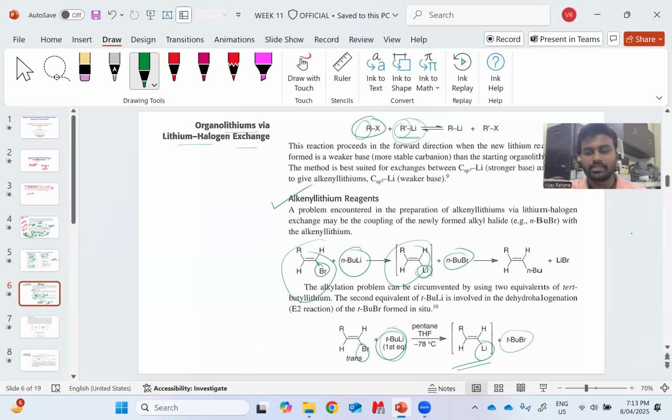In the first case, once this alkenyl lithium is formed, it further reacts with the n-butyl bromide, and the butyl group directly gets attached to this position. So if you have to stop this reaction, then we can replace this butyl lithium with the tert-butyl lithium.